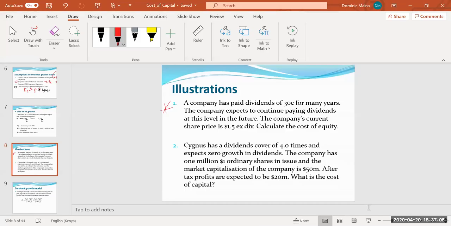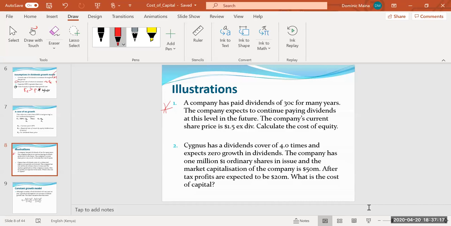Okay, so David, tell me the step then. From the question, you are told that the dividend cover is 4 times, and the market value is $50 million.